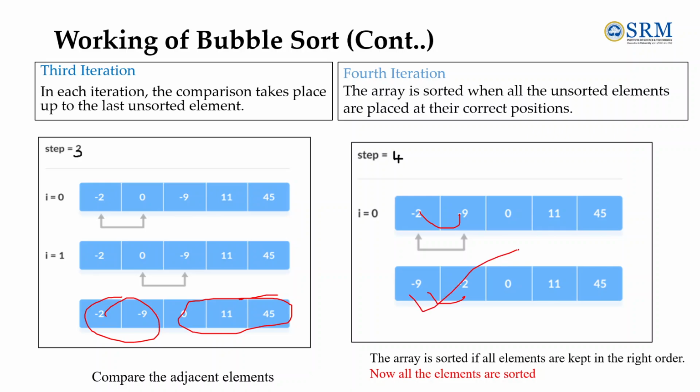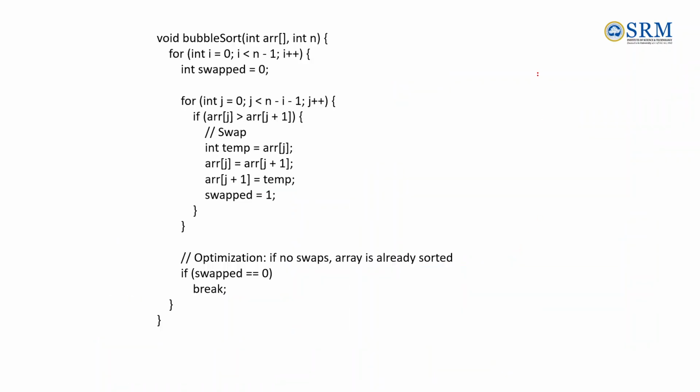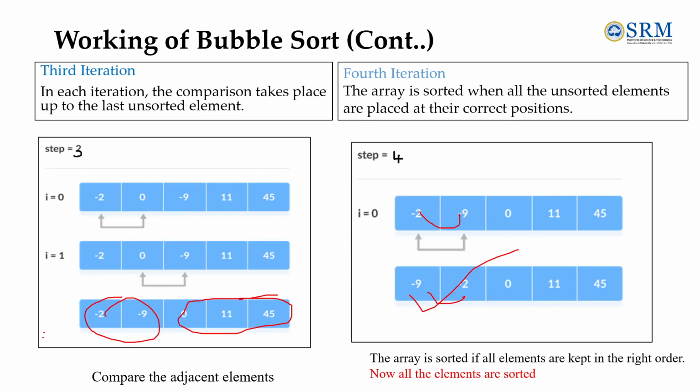So what happens over here is that after every iteration, the largest element in the array comes to the last position. So now here I have a loop for every iteration. So i is for iteration. In every iteration we are comparing, right? That is the second loop. This is j.